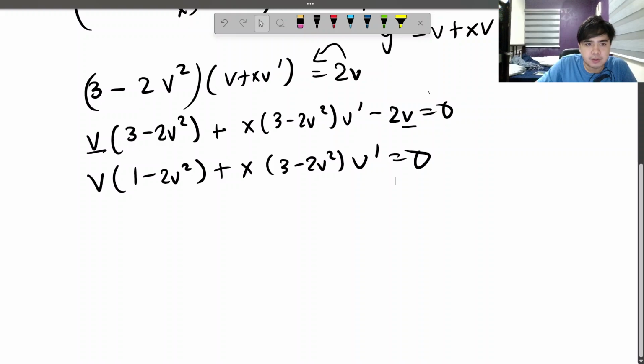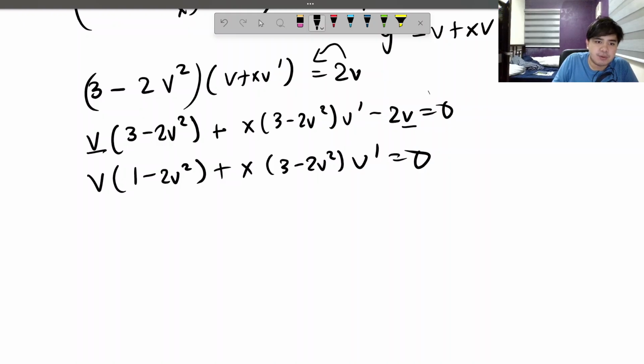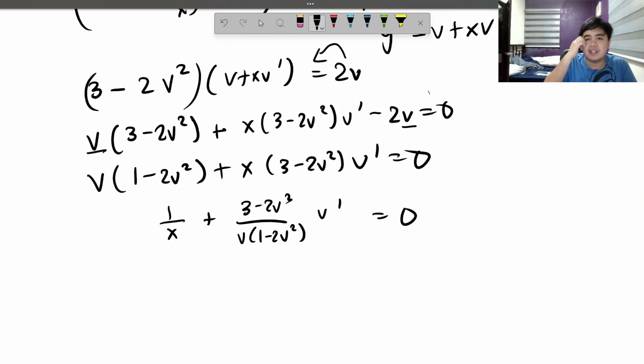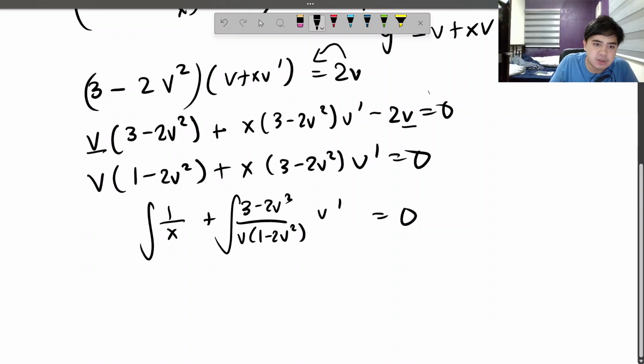Now, let's regroup everything with v near v squared. So let's divide both sides by v times 1 minus 2v squared, and at the same time, let's remove this x here, so let's divide by x. On one hand, 1 over x. On the other hand, 3 minus 2v squared over v times 1 minus 2v squared, v prime equals 0. Now it is separated. So it's now a separable DE. We can integrate both sides with respect to x, and the v prime gives us a green light that we can integrate this with respect to v.